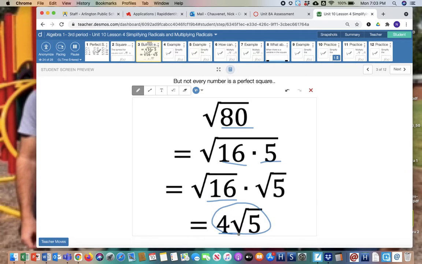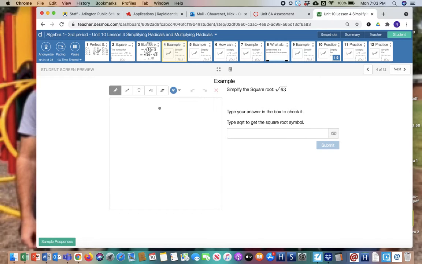So we get this answer, which is read as 4 square root of 5, or 4 times the square root of 5. You could say it either way. Okay? Alright, so let's look at another one. So square root of 63.